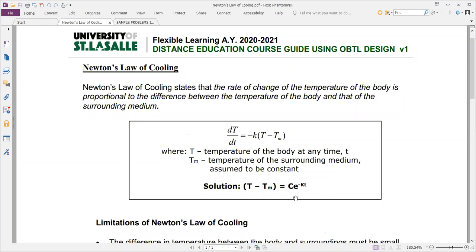After you have determined the two constants, that's the time you are going to determine the actual information required by the problem. It could be the temperature after cooling commenced, or it could be the time needed for a temperature value to be reached. So that's the use and understanding of this formula for Newton's law of cooling.